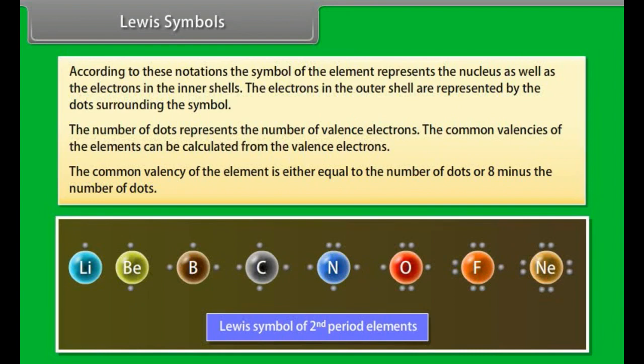dots. For example, the common valencies of lithium, beryllium, boron and carbon are 1, 2, 3 and 4 respectively, while those of nitrogen, oxygen, fluorine and neon are 8 minus the number of dots, that is 3, 2, 1 and 0 respectively.